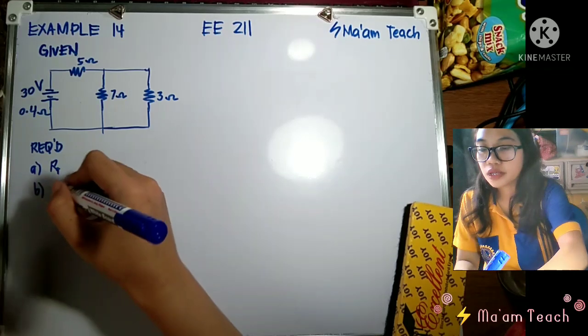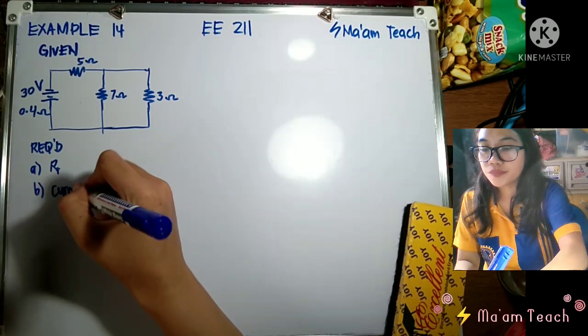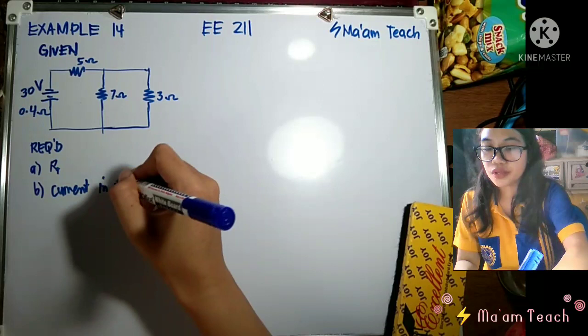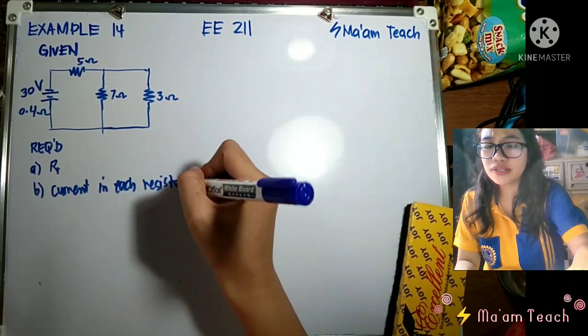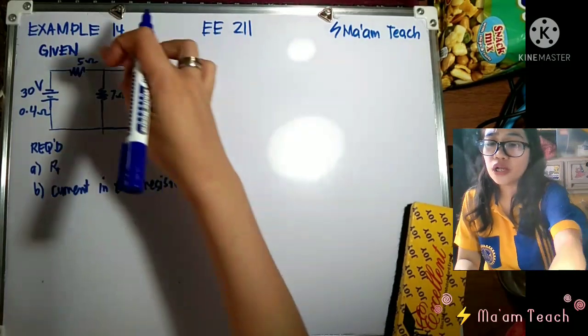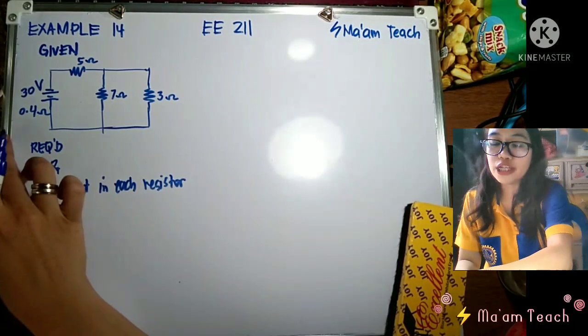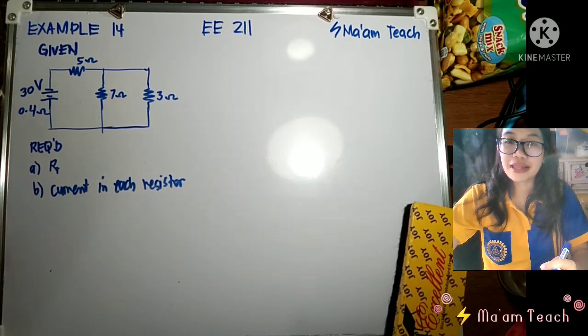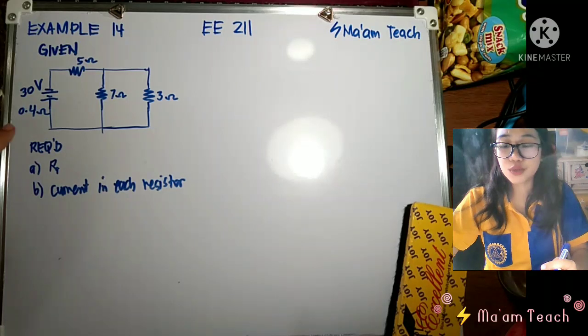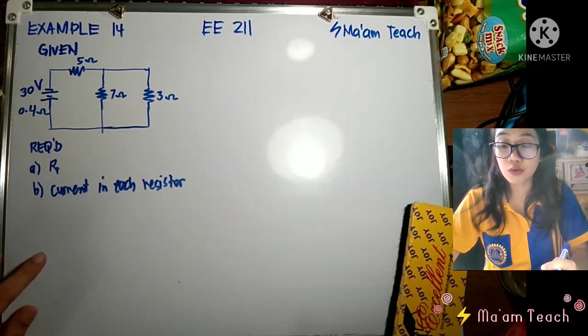So, current in each resistor. Okay, so how many resistors do we have here? 1, 2, 3, and we have here an internal resistor. By the way, class, the resistor together with the battery or your source is what we call the internal resistor. Okay, as you can observe, it is just small in value.